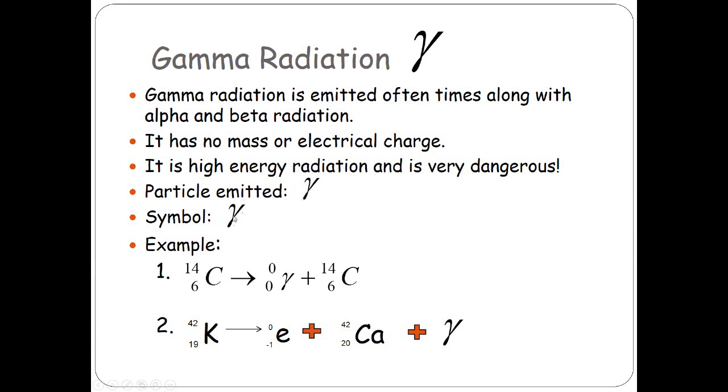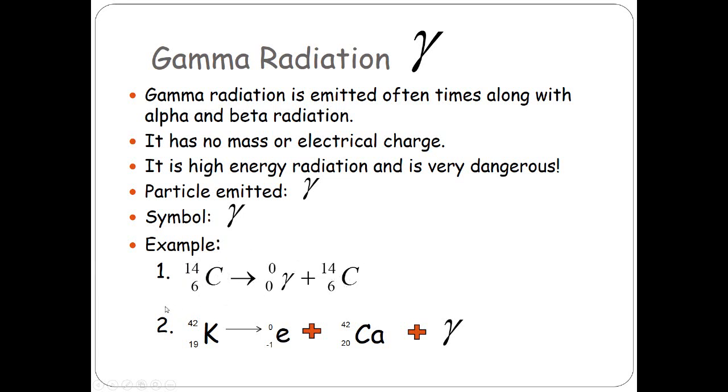It almost looks like a cursive Y, and that's our symbol. There's 0 mass and 0 atomic number. There's 0 charge. So if I have a carbon-14 nucleus and it emits gamma radiation, since the numbers are 0 and 0, then what's left after the gamma radiation leaves is exactly the same. It's still carbon-14. So this is not changing. This is not a transmutation reaction.